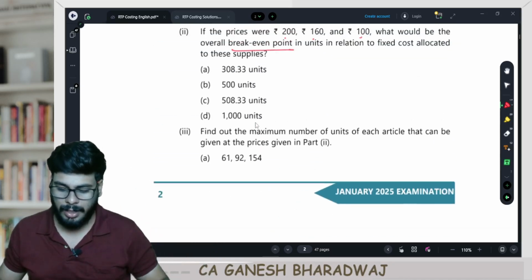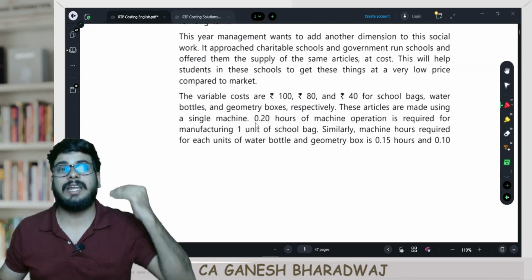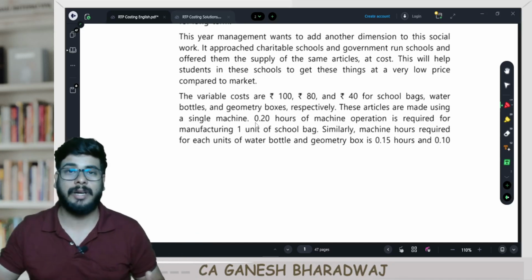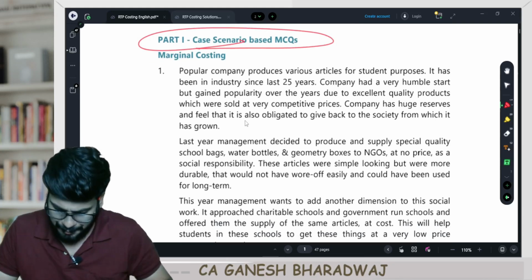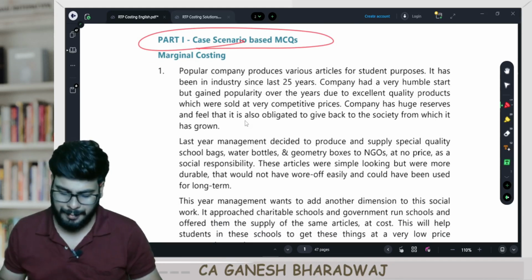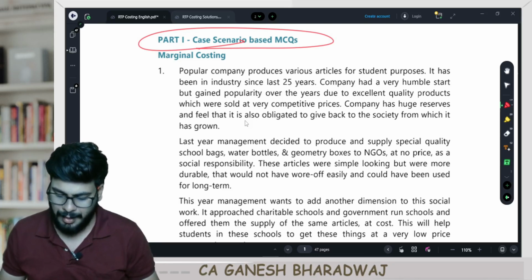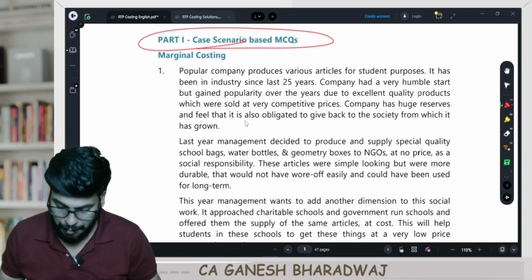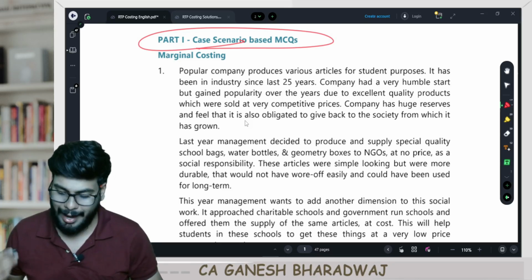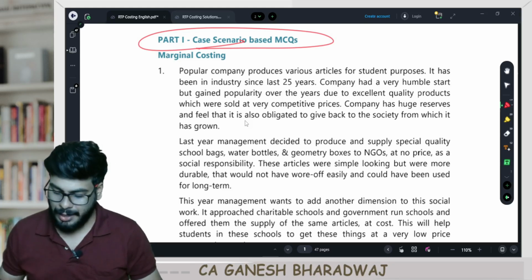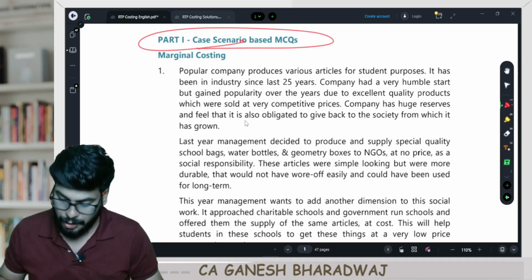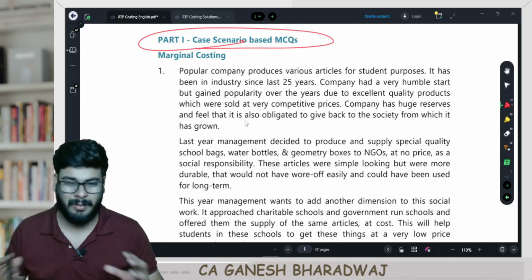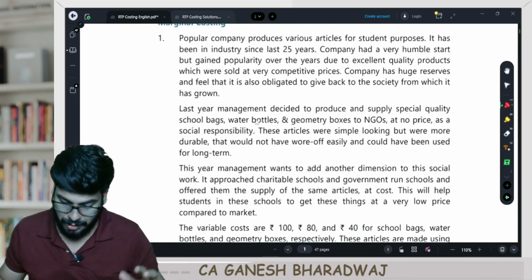Now let's get into the case study, read it in detail, so that at the time of reading itself, you will be able to connect the dots. This is how it will be able to help us. Now, a popular company produces various articles for students' purposes. It has been in the industry for the last 25 years. The company had a very humble start, but gained popularity over the years due to excellent quality products, which were sold at very competitive prices. The company has huge reserves and feel it is also obligated to give back to the society from which it has grown. So some first paragraph is ideally a context which is not required at all.